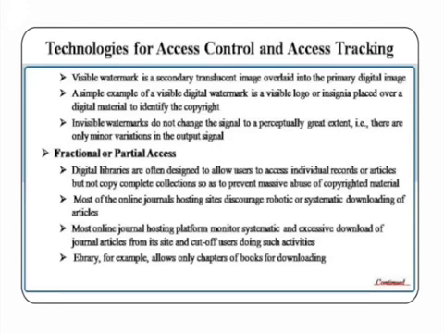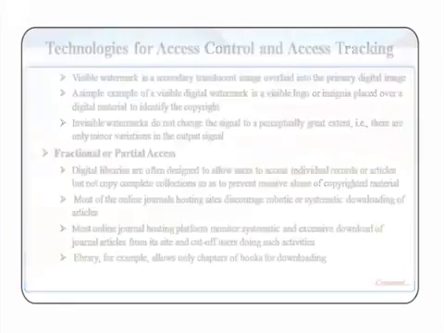Digital libraries are often designed to allow users to access individual records or articles, but not copy the complete collection, so as to prevent massive abuse of copyrighted material. Most of the journal hosting sites discourage robotic or systematic download of articles. Most online journal hosting platforms monitor systematic and excessive download of journal articles from their site and cut off the users doing such activities. eBrary, for example, allows only chapters of books for downloading.